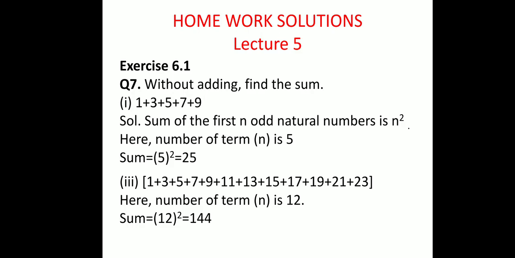Now the next part is the third part. 1 plus 3 plus 5 plus 7 plus 9 plus 11, 13 till 23. You are supposed to first find out how many terms there are. The number of terms is 12. So it is definitely 12 square, that is equal to 144. Again the same concept which we have used, that is, the sum of the first n odd natural numbers is n square.